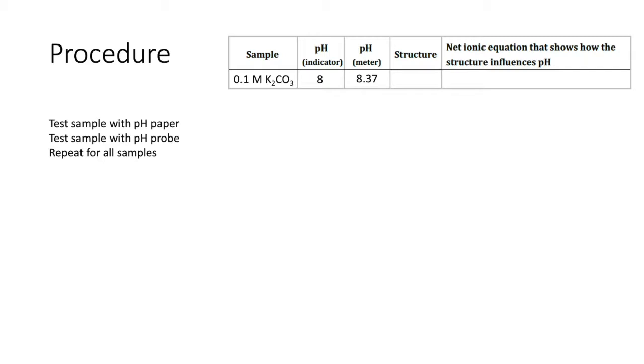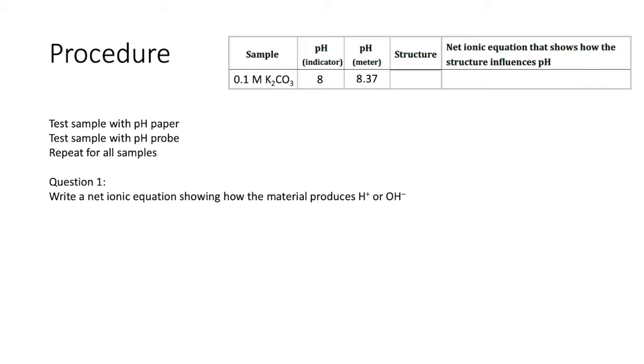The final two columns in the table come into play when you start to answer the post-lab questions, specifically post-lab question 1. In the data table that you've been given, the structure column has been filled out for almost all of your samples. The structure column just represents the active ingredient in whatever sample that you're looking at. The only two samples that don't have a structure are tap water and distilled water.